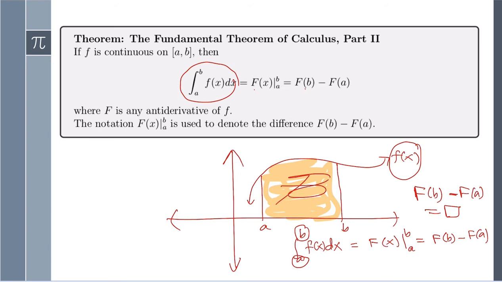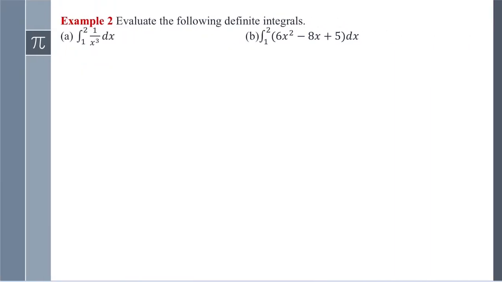So we're going to look at a couple of examples to illustrate that. Okay, so notation here, when we write this, it just means F of b minus F of a. So we write that one, and then we write F of b minus F of a. Okay, so let's go ahead and look at some examples.